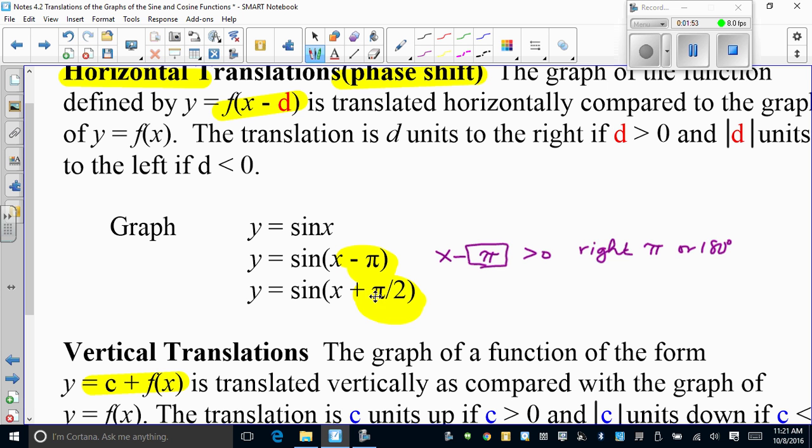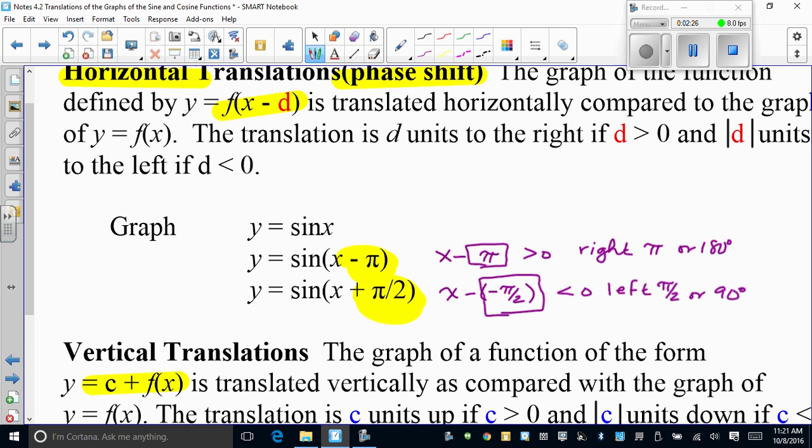This one, x minus, is a negative pi over 2. So this is the guy we're looking at. This is no different than in algebra when we did this in algebra. So this is less than 0, so you move it left pi over 2, or 90 degrees. Patterns don't change. All you're doing is changing where you're actually starting the pattern.